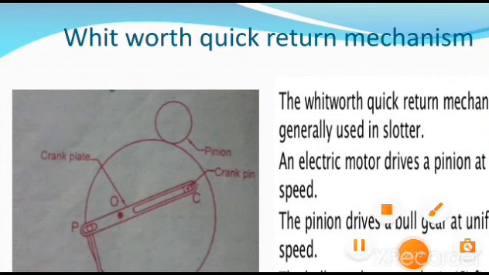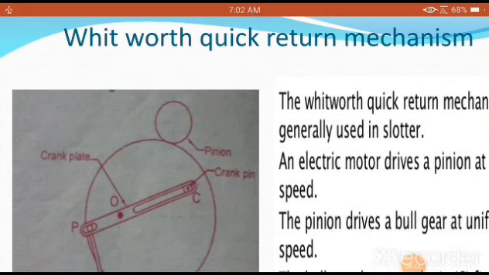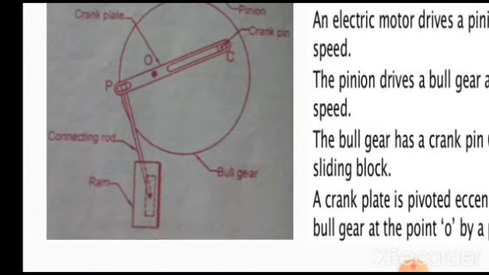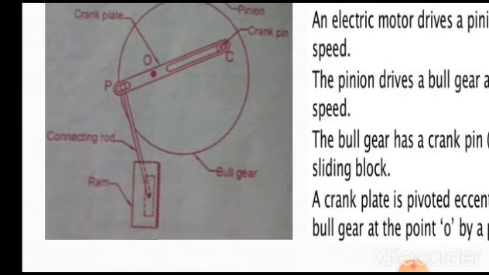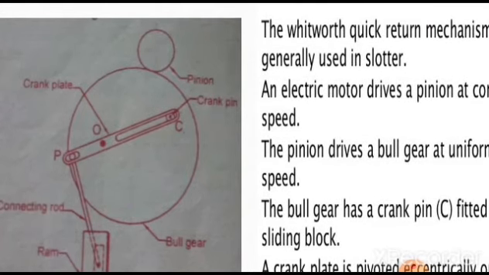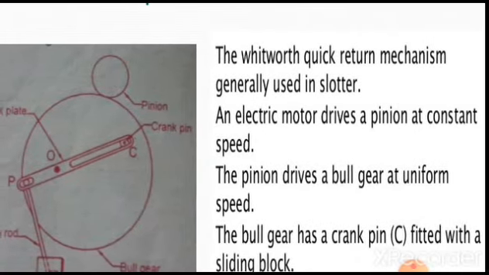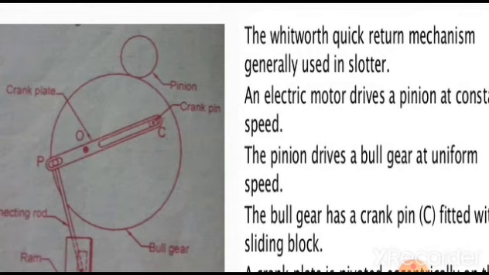First of all, I need to give the motion to this, then there is a transmission of the motion through the bull gear finally to the ram. So that is how the arrangement or the mechanism is. This mechanism is similar to what we have discussed in the case of the crank and slotted link mechanism. So we need to understand here the Whitworth quick return motion mechanism, generally used in a slotting machine. This is the type of mechanism commonly used in a slotting machine.